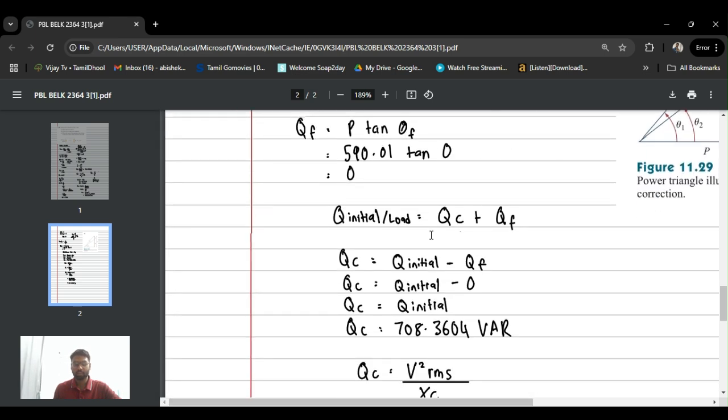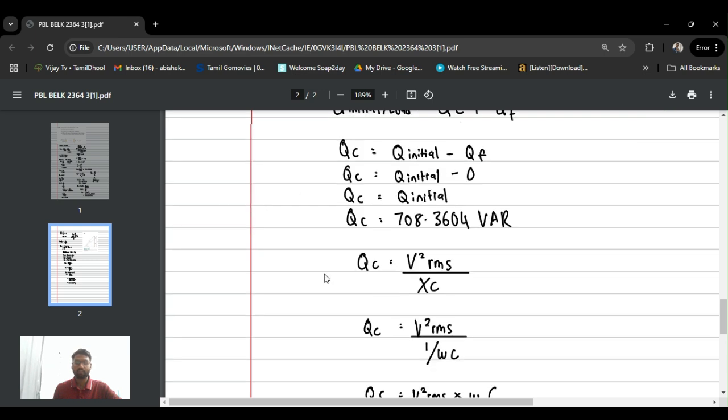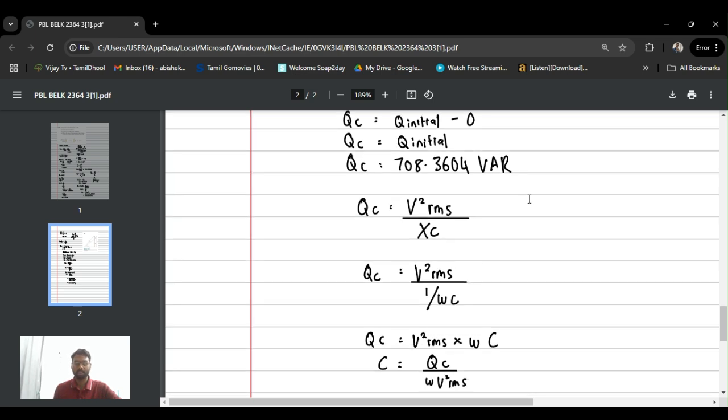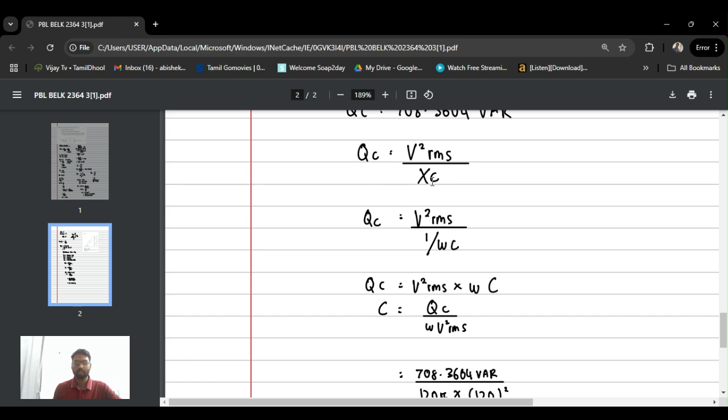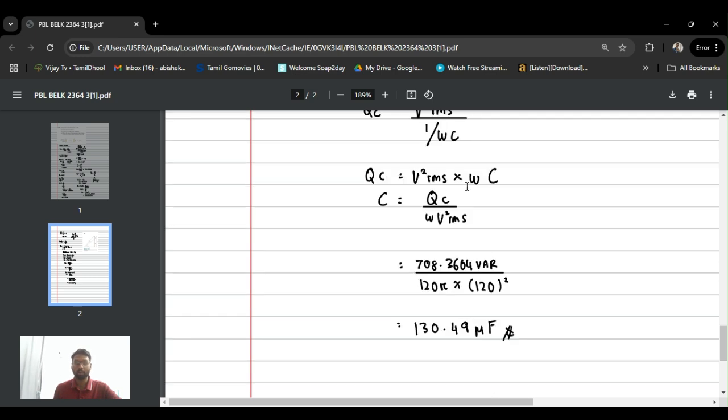So now we can get the QC by substituting the values. So the Q initial was 708.3604 minus 0, so the capacitor reactance will be equal to the initial reactance. So now we can substitute the value into V2 RMS divided by the impedance, which is the reactance of the capacitor, to obtain the capacitance value, which is 130.49 microfarad.